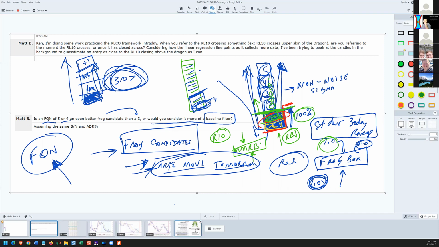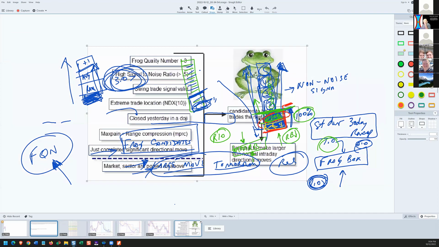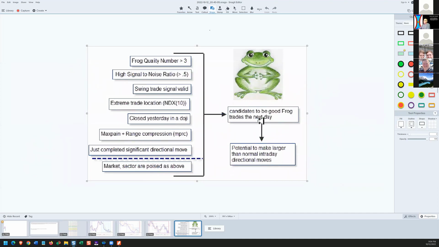In the Frog and Day Trading home study course, you'll see this chart and a little video on this, and I want to update it a little bit right now. So we said that all of these things give you a good frog candidate. Candidates to be good frog trades the next day. In other words, it's simply potential to make a larger than normal intraday move in either direction. That's actually the original idea behind the compound critical state.